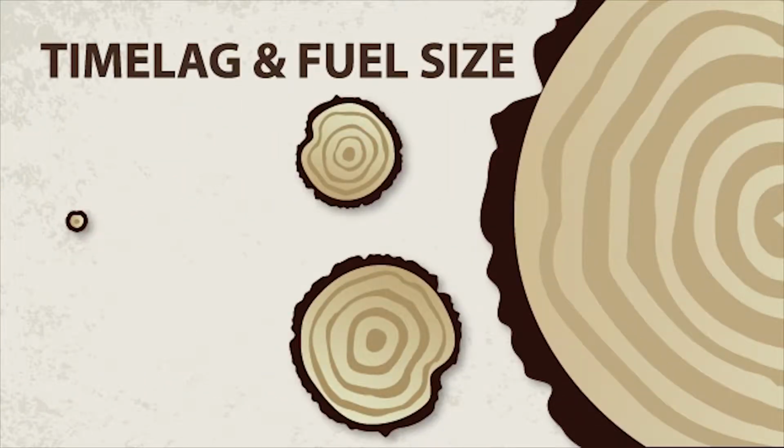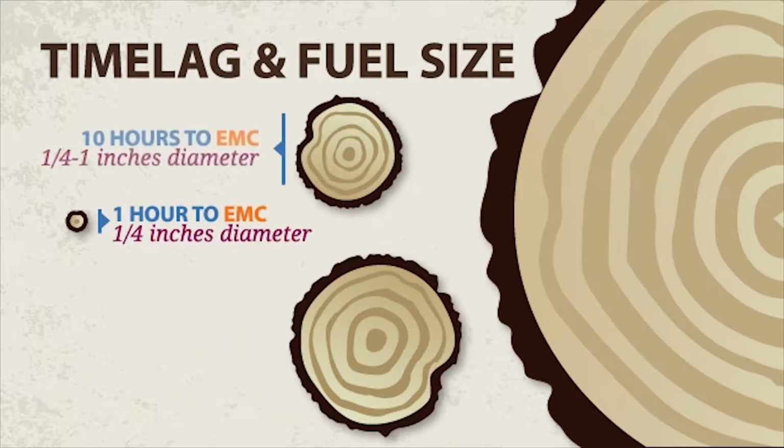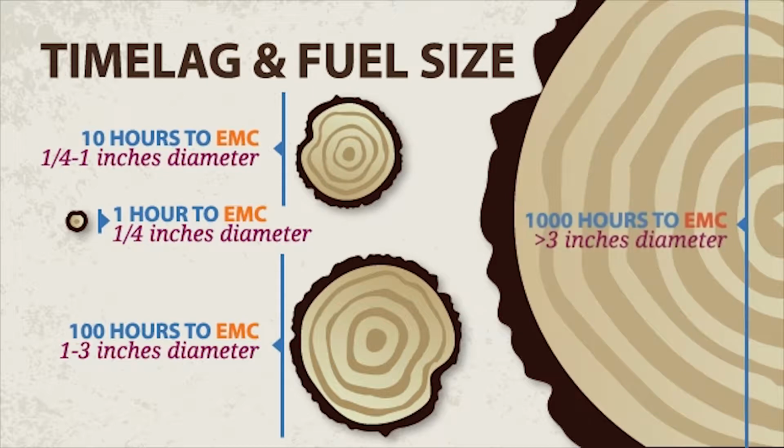Time lag is related to fuel size. For example, fuels 0 to 1/4 inch in diameter generally approach equilibrium moisture content at a much faster rate than larger fuels. This is why they are called 1-hour fuels. Larger fuels such as 10-hour, 100-hour, and 1,000-hour fuels approach the equilibrium moisture content at progressively slower rates.